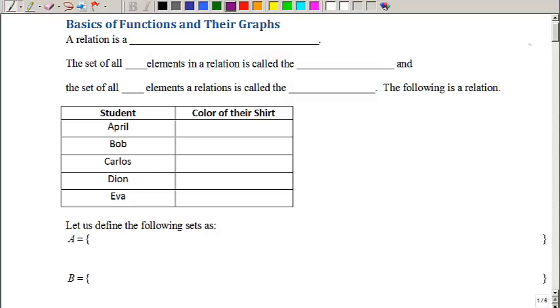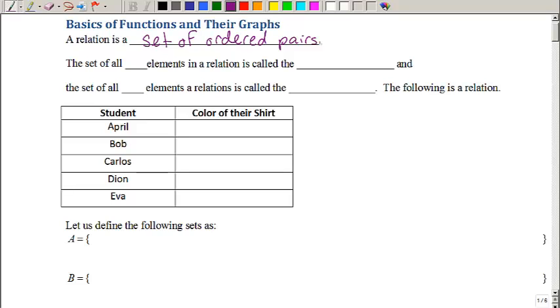Today's lesson is on the basics of functions and their graphs. First, we'll start off with a few definitions. The definition of a relation is a set of ordered pairs. If I put a set of ordered pairs together and I say that they belong together, then that set of ordered pairs is a relation.